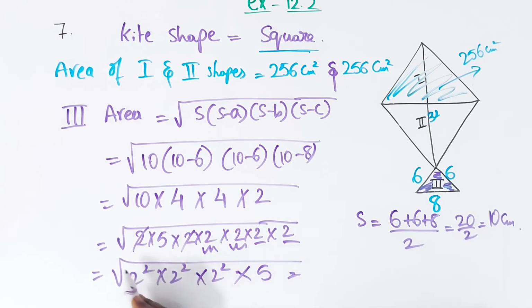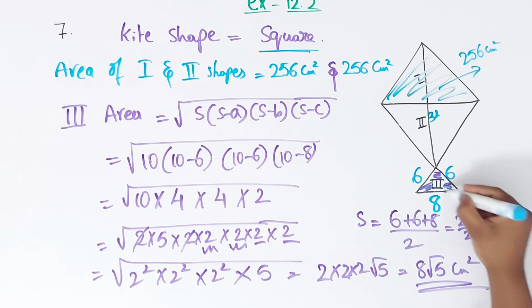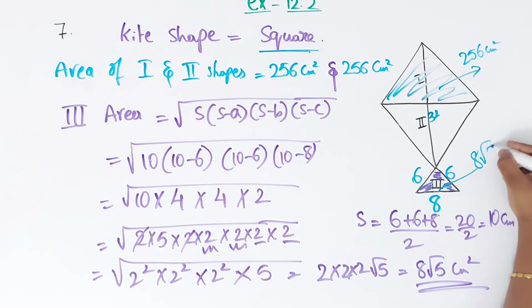Here square and square root will get cancelled. 2 into 2 into 2 root 5. That equals, 2 2s are 4, 4 2s are 8. 8 root 5 centimeter square is the third shape area, children. So this shape area is 8 root 5 centimeter square.